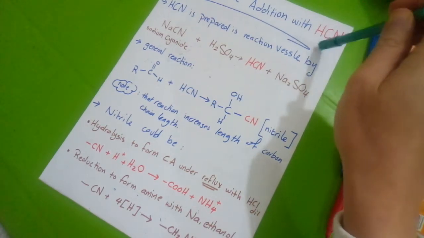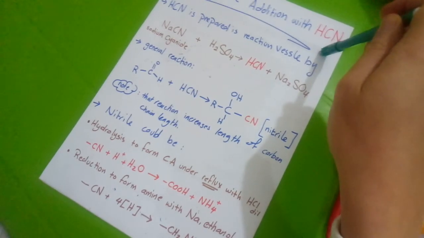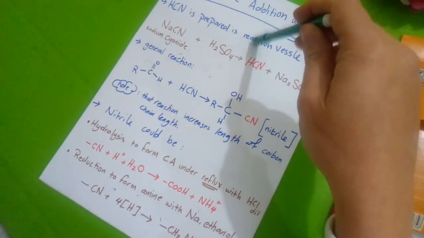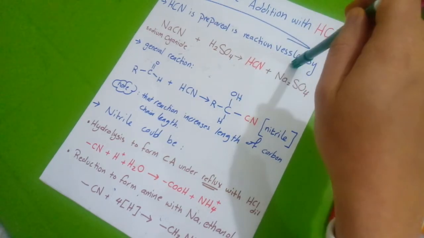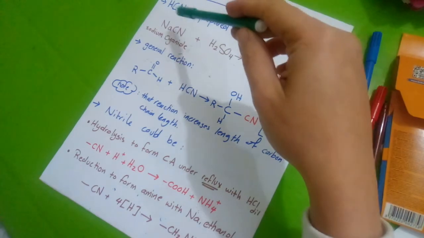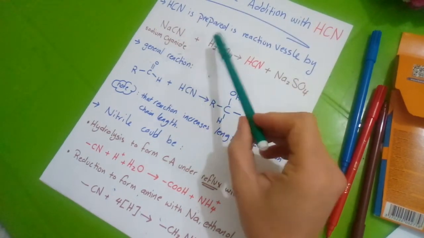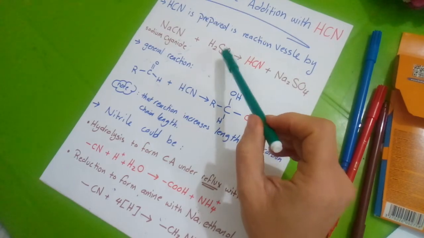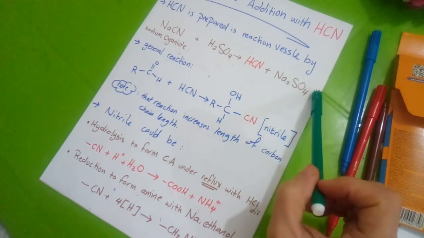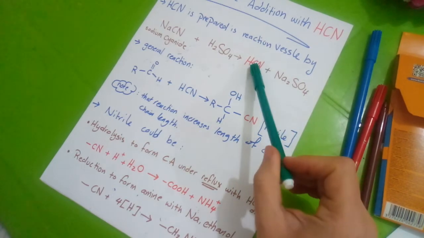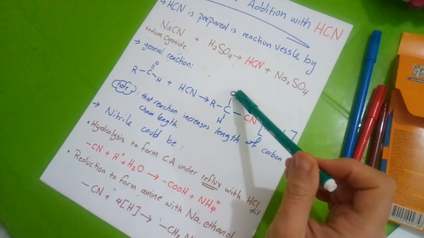And my nucleophile is what? Hydrogen cyanide. I will start preparing it inside a reaction vessel, using a reaction between sodium cyanide and diluted hydrochloric acid. It will form hydrogen cyanide and other products. I will use this hydrogen cyanide as my nucleophile to add it to the carbonyl compounds.